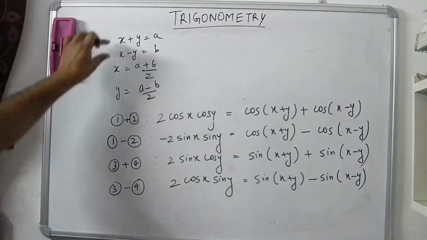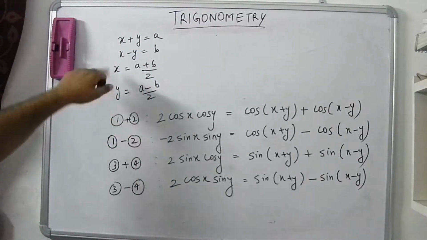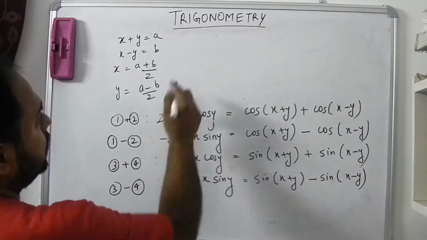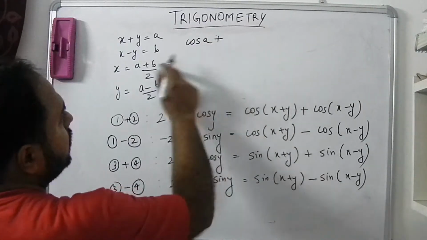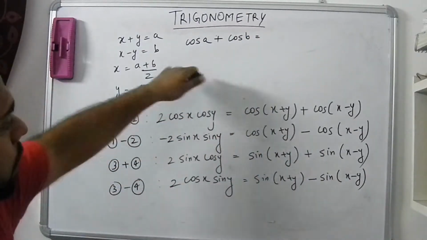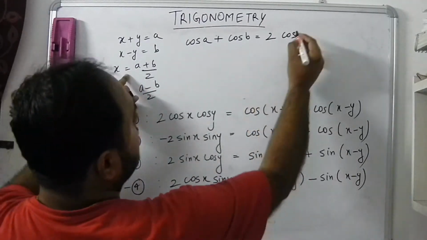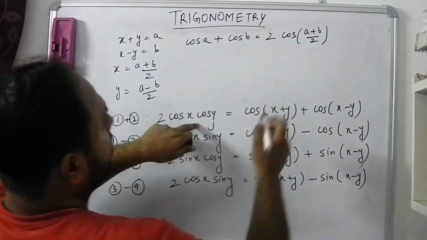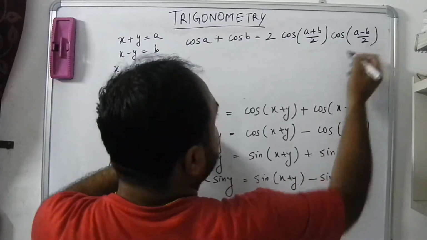If we solve this, we simply add these two equations. We get 2x is equal to a plus b, that is x is equal to a plus b by 2, and y is similarly a minus b by 2, right? Now let's replace this in this, okay? So what we get is cos a plus cos b is equal to nothing but 2 times cos of what was x, a plus b by 2, right? And what was y, cos of a minus b by 2, right?